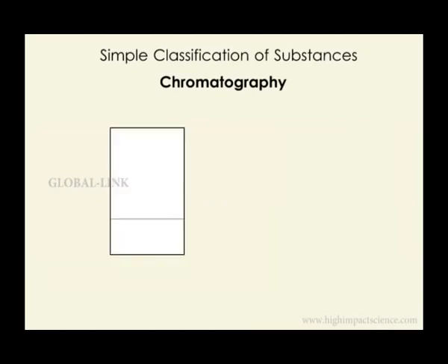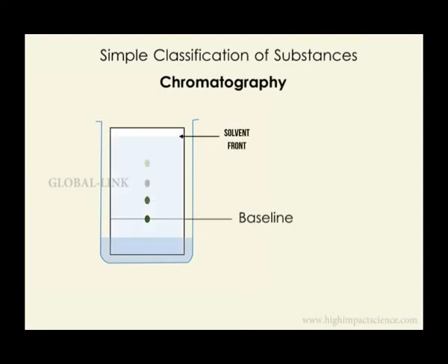The horizontal line on which the sample mixture is placed is called the baseline. So the sample is placed on the baseline. Then we place the filter paper into the solvent. The solvent level must be below the baseline. So the solvent moves up and separates the sample into various components. The farthest point reached by the solvent is called the solvent front.